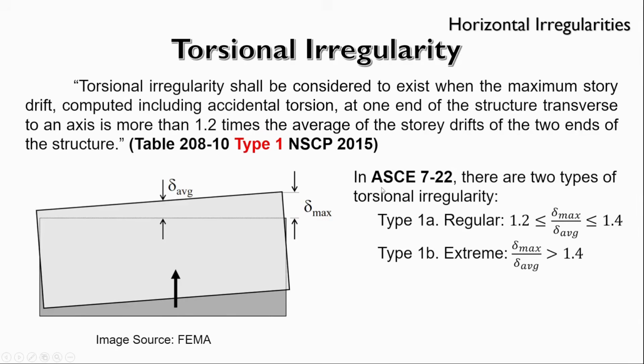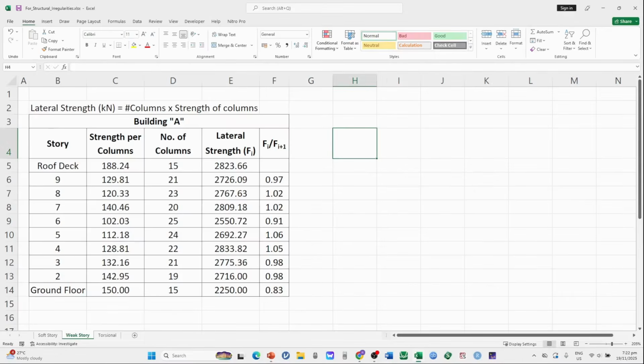So in ASCE 7-22, we have 2 types, while in NSCP we only have one type, type 1. In ASCE 7-22, we have 2 types, regular and extreme. We can call it a regular torsional irregularity if it is less than 1.4 but greater than 1.2, and we can call it extreme if the drift max is greater than 1.4 times the drift average of the horizontal plan.